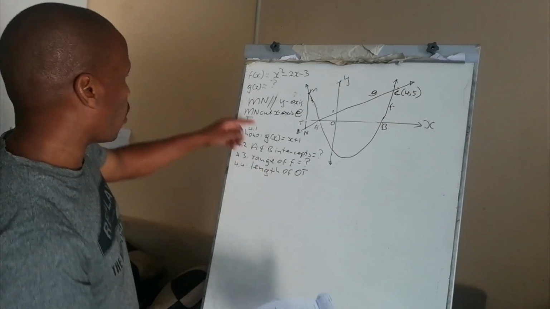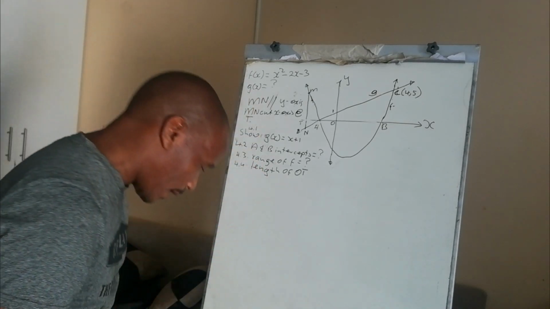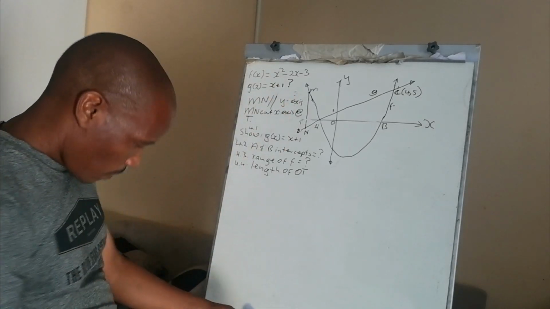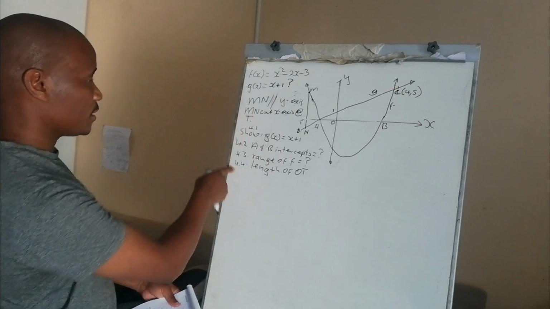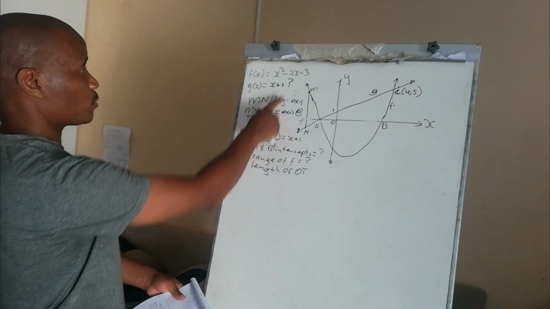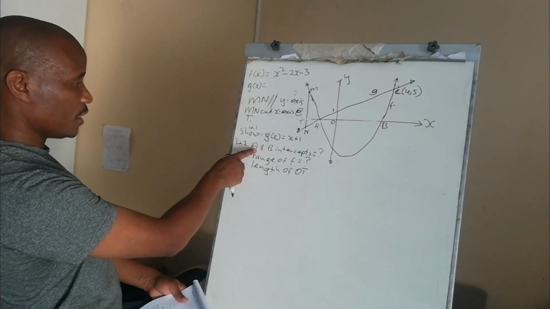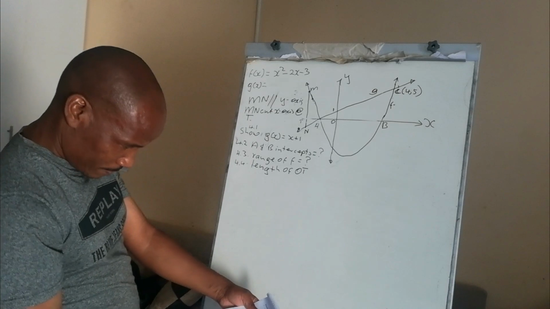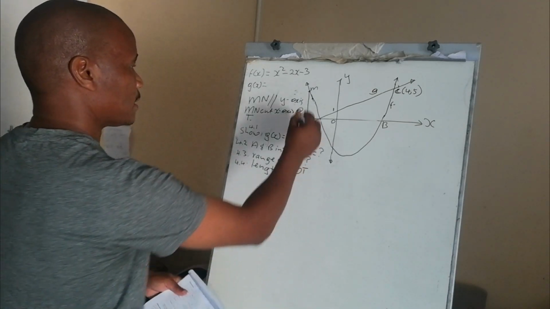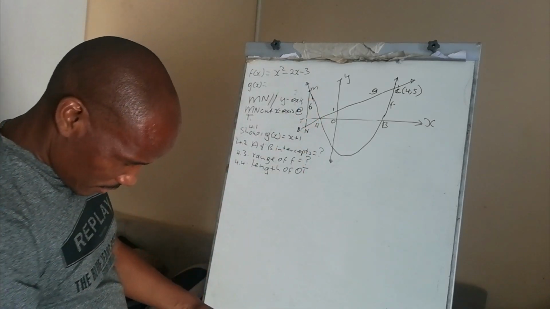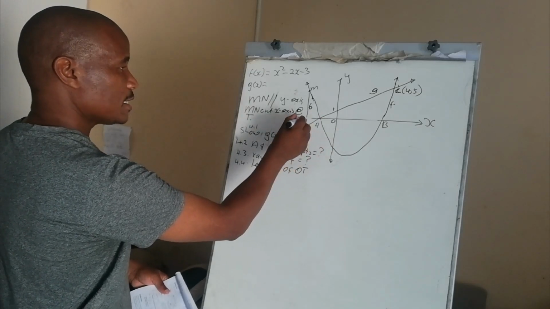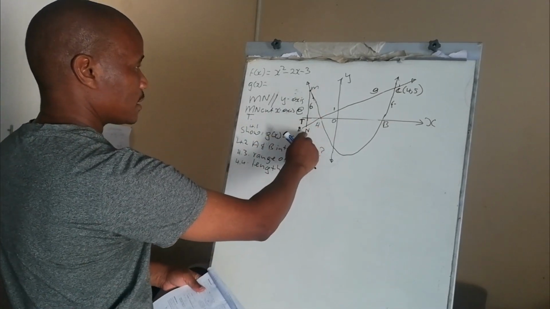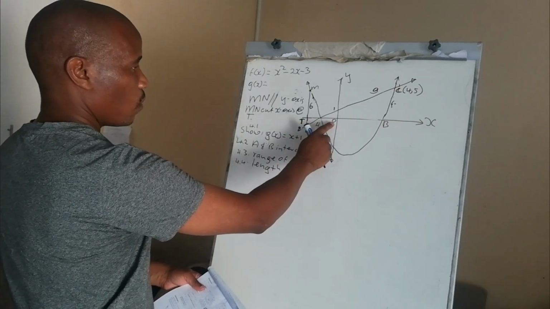Now they say, show that g(x) is equal to x plus 1. And then calculate the coordinates of the A and B intercepts, and then determine the range of f. And then if MN is equal to 6, determine the length of OT. This is T here.